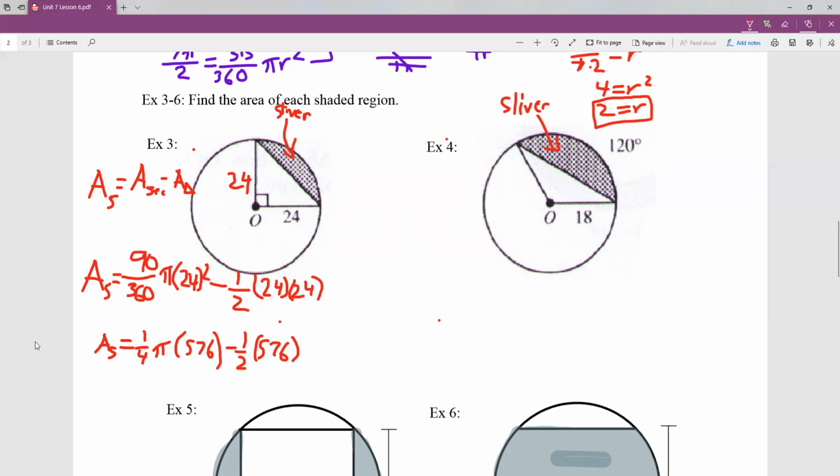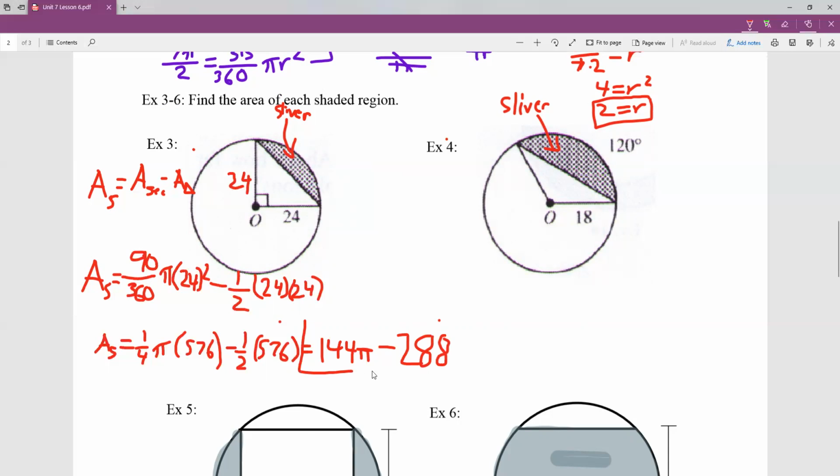All right, now this is going to get a little ugly, but I think we'll be okay. So I'm going to take 576, multiply it by a fourth. That's going to give me 144 pi. And then here, I'm going to do 1/2 times 576, and that's going to give me 288.